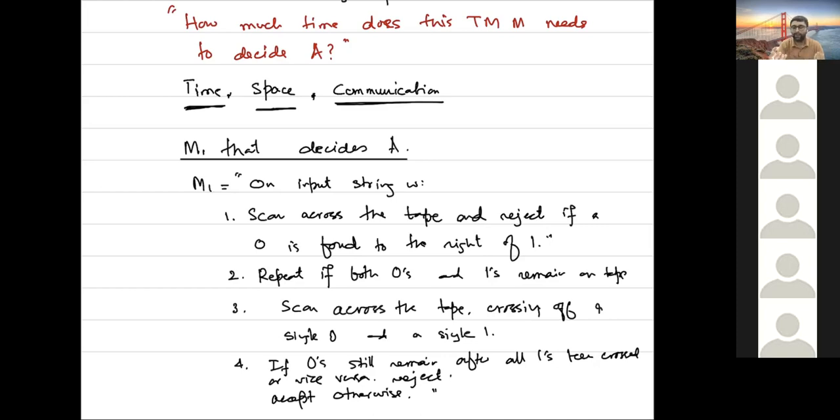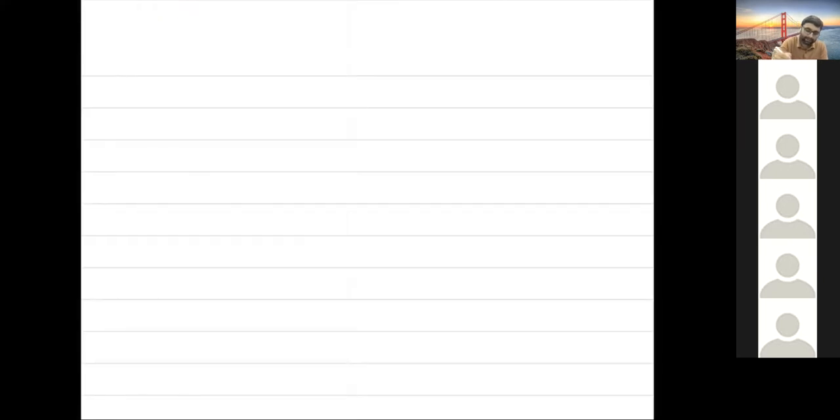If one of them finishes before the other, if there are no zeros but there are ones, or if there are some zeros and no ones, then there is a mismatch in the number of zeros and ones. Either there are more zeros than ones or more ones than zeros. In that case, the string is not acceptable. Otherwise, if all the input symbols have been crossed off and there is no zero and no one, it means there was a corresponding one for every zero, and all the zeros are before all the ones, so the string has to be accepted. So this is a Turing machine M, and we understand that M decides A. So the question is, how many steps does this machine take? We need some definitions, and we will talk about it.